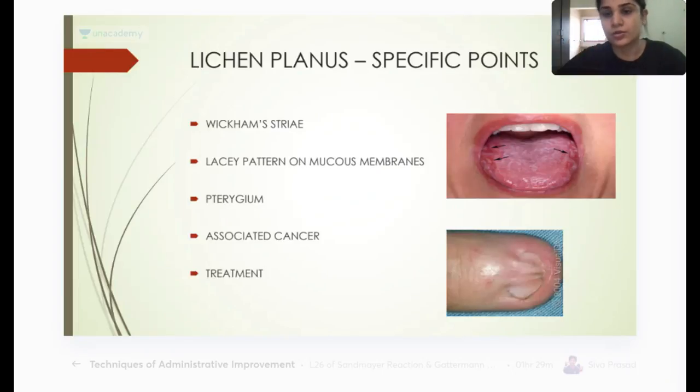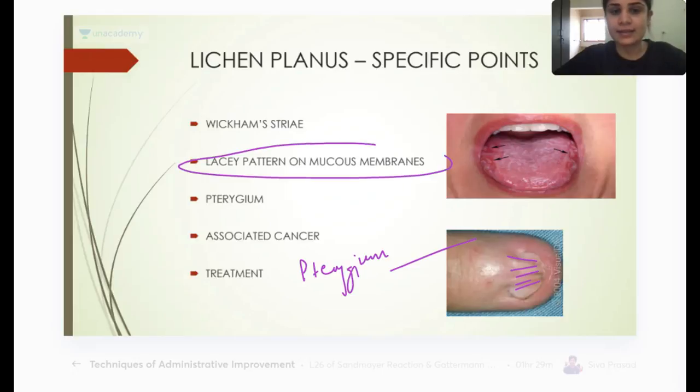Another two important pictures that you should know in lichen planus. One we have already discussed, you can see a wing-like lesion present on the nail. So that is your pterygium. And second thing, what you're seeing over here, in the mouth, what do you see on the mucous membranes? Very important. So you see a white lacy pattern on the mucous membranes, okay? But what is the associated cancer with lichen planus? Anyone? Hep B, Hep C is associated, but it's not the associated cancer. It is squamous cell carcinoma of the skin.